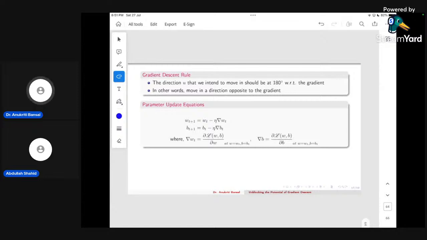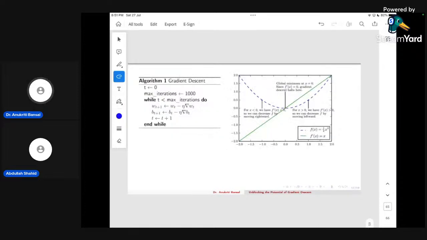This is my parameter update rule. What we have written is that I should update the weights in such a way. We will come to this again later on. So this is my gradient descent algorithm. I am considering the minimum loss, and I'm considering that after 1000 iterations, the error will be very less.